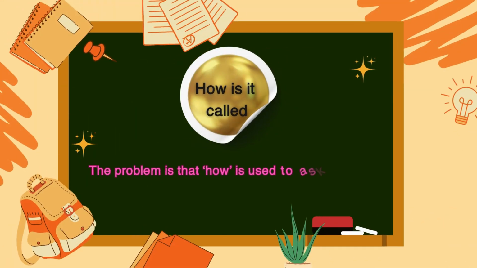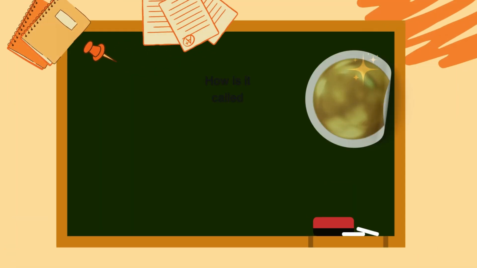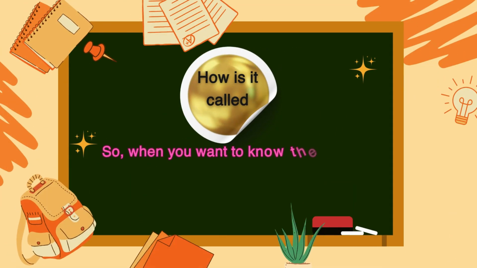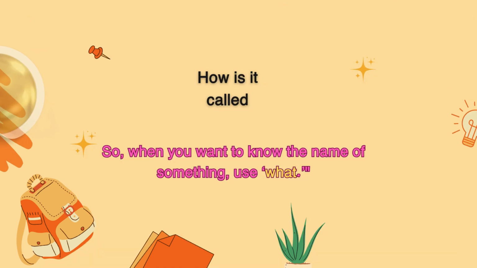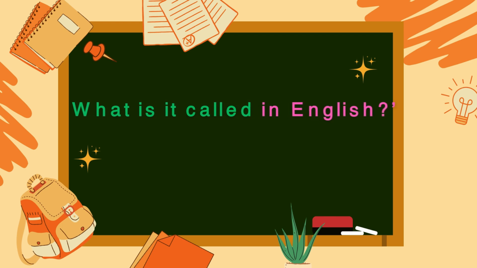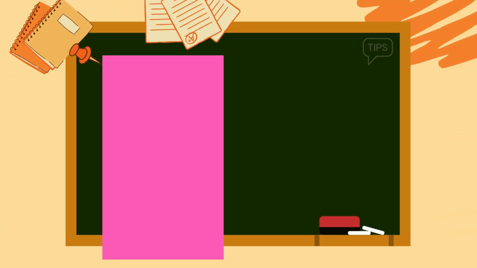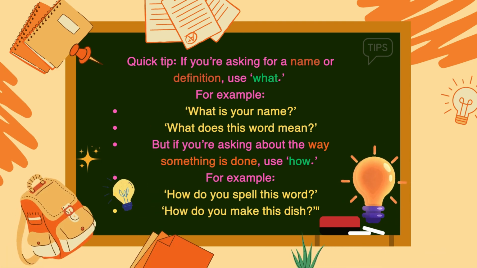The problem is that how is used to ask about the way something is done, while what is used to ask about names or definitions. So, when you want to know the name of something, use what. So, the correct sentence is, "What is it called in English?" Much better, right? Quick tip, if you're asking for a name or definition, use what.